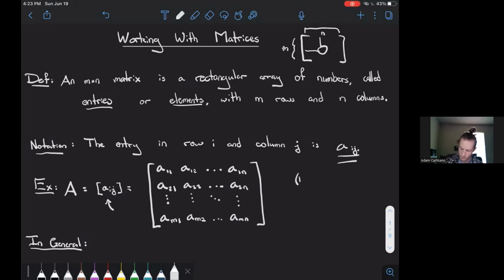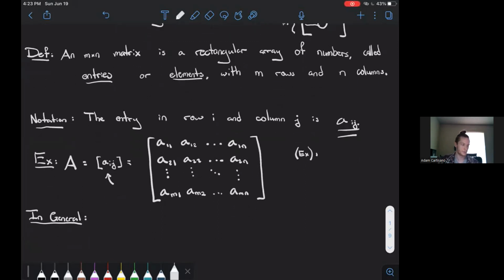For example, something like this: 1, 0, 4, 2, 1, 1, 7, 9, -3. That's a 3 by 3 matrix, and the 9, let's just say that A32, the entry of this matrix in row 3 in column 2, is 9. It's this guy.